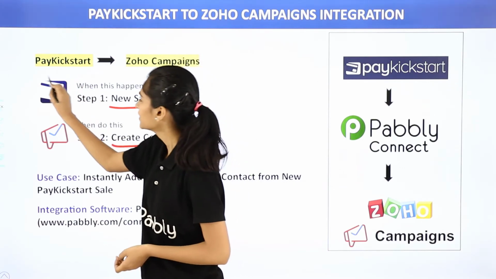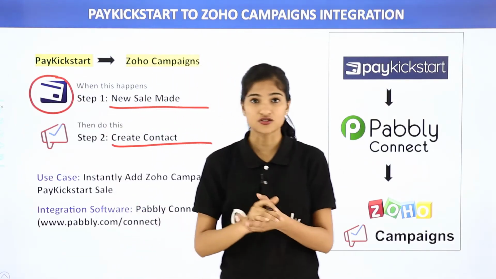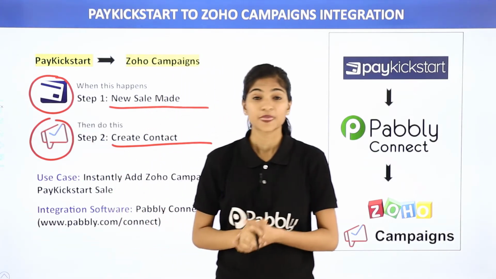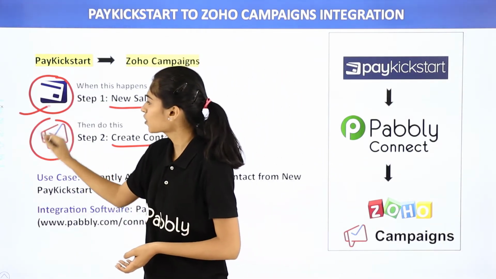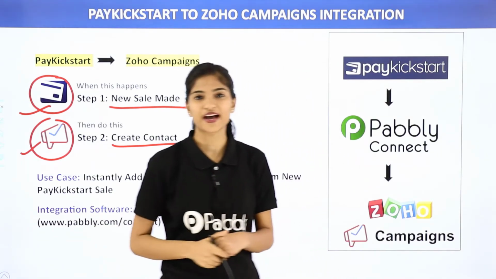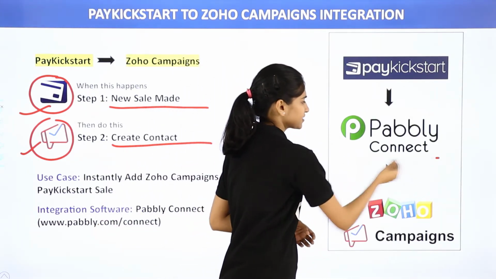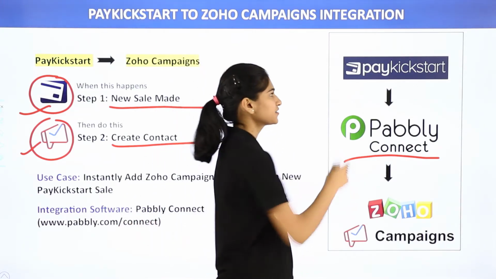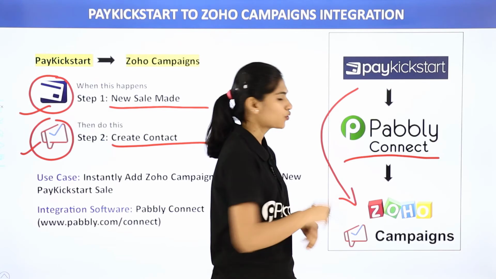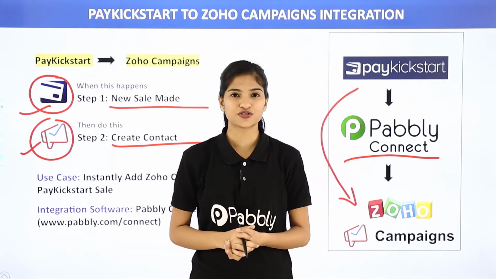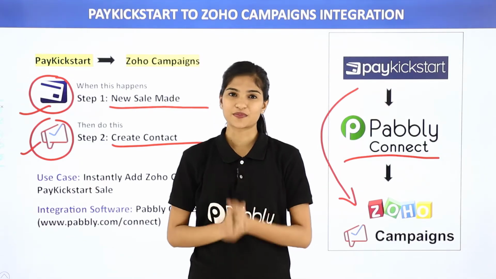So PayKickstart is a billing and affiliate marketing software, whereas Zoho Campaigns is an email marketing software. The issue here is that these two software applications don't have any integration between them, and that is why we are going to use Pabbly Connect. So Pabbly Connect is an integration software which will help you to transfer the data from PayKickstart to Zoho Campaigns. The best part here is you don't require any knowledge of coding. So let me show you this on my screen.